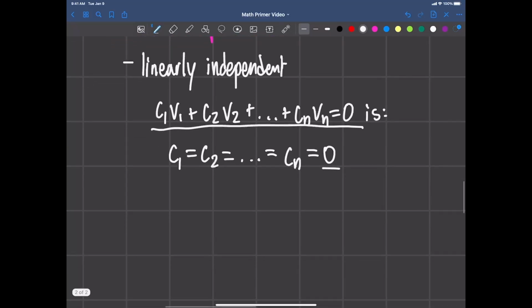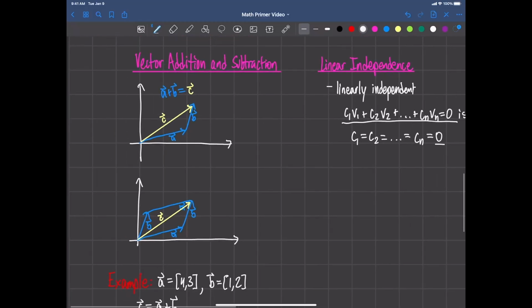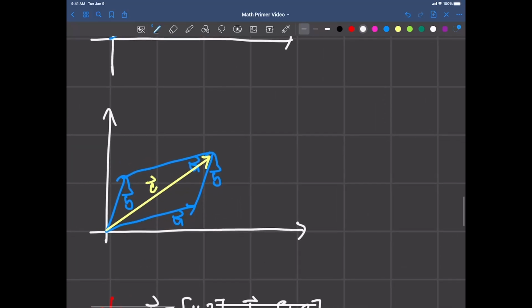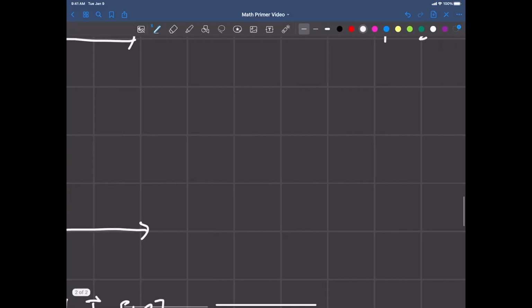In machine learning, features or columns of a dataset should be linearly independent to avoid redundancy, which leads to overfitting. In the previous figure, we cannot make C from A, or we cannot make A from C, but we can add A and B to make C, so they are dependent.